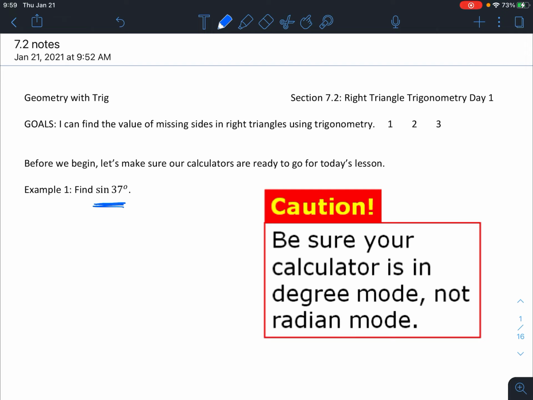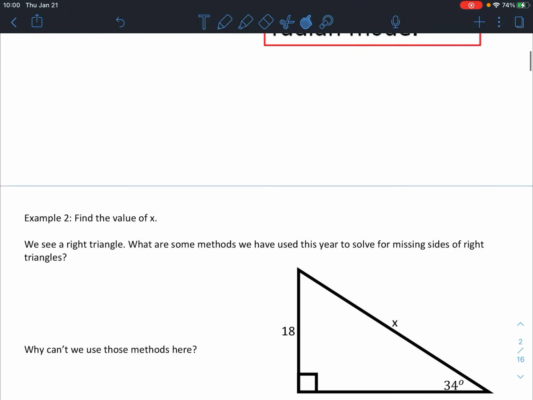You should be getting 0.6018 or 0.602. If you're not getting that, go to the mode button in your calculator and change it from radians to degrees and then try again until you get that. Once you've got that, let's move on to what we're going to learn in this section.